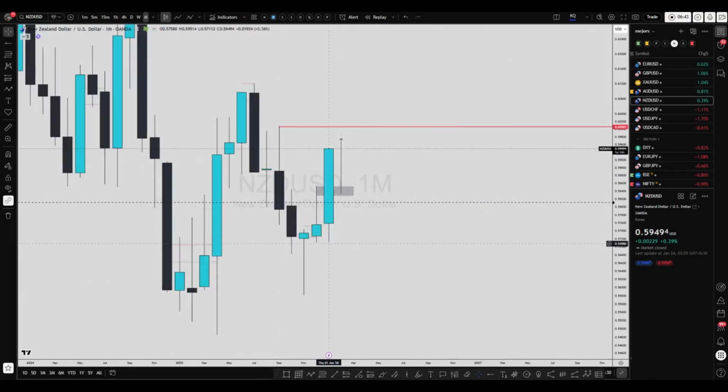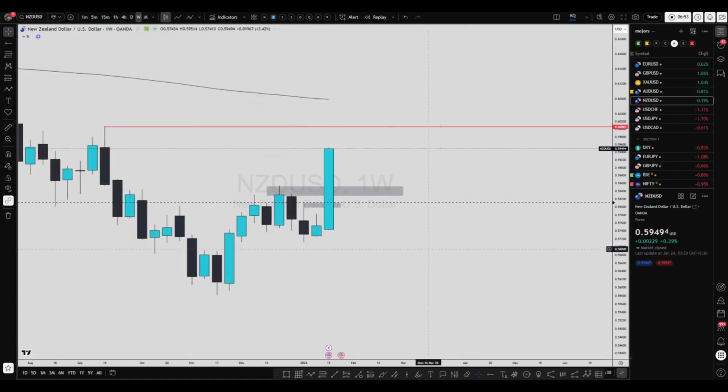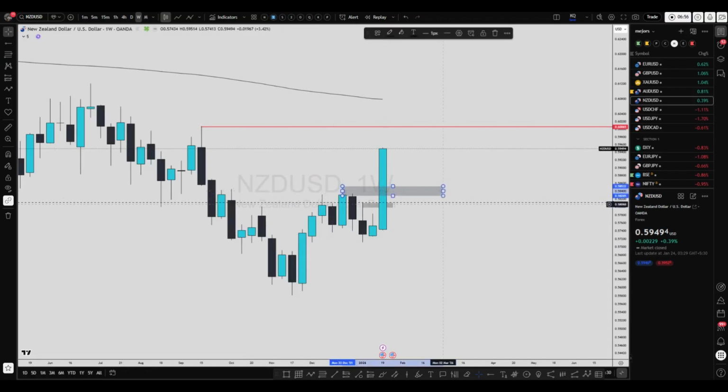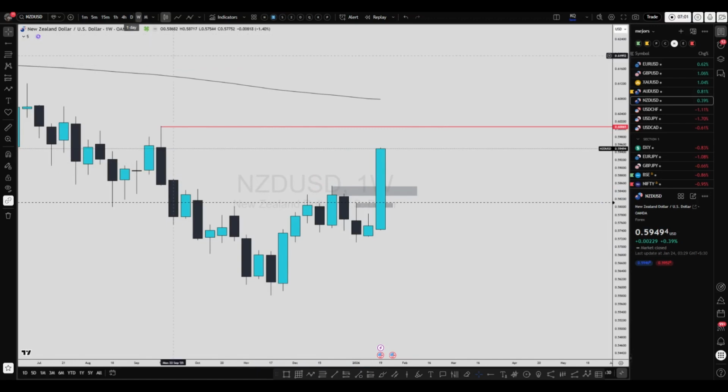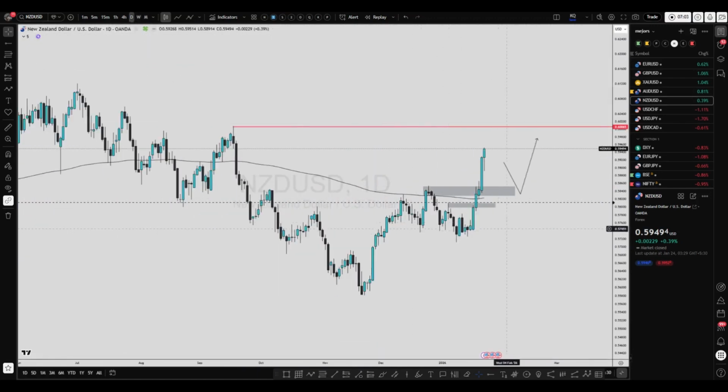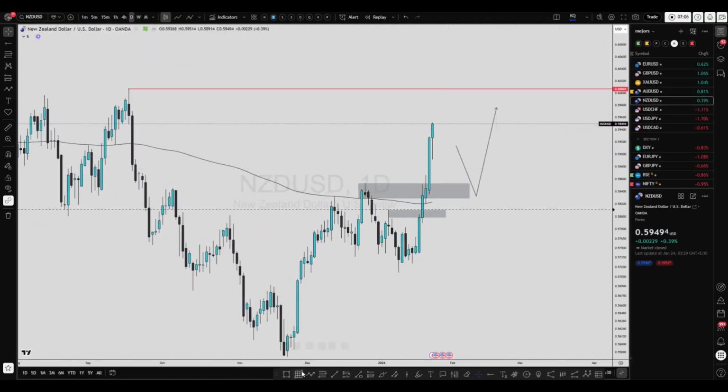The last month, price managed to clear the previous monthly low, and then we are strongly closing above the previous monthly high. In weekly time frame, this is the last flip towards upside. In daily time frame, we can expect a deeper correction in NZD USD before we start looking for longs.